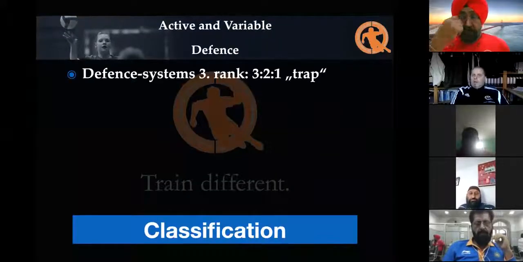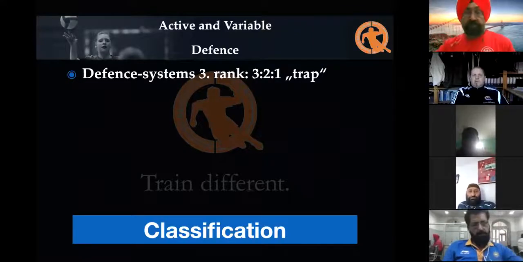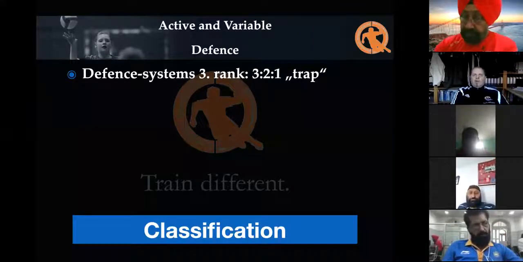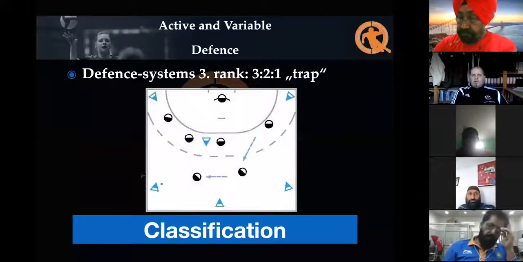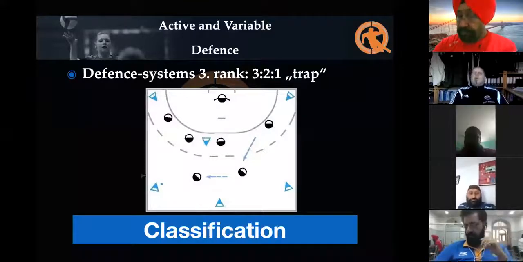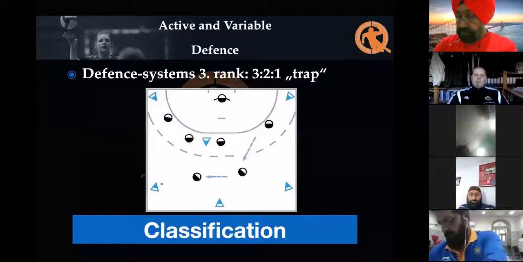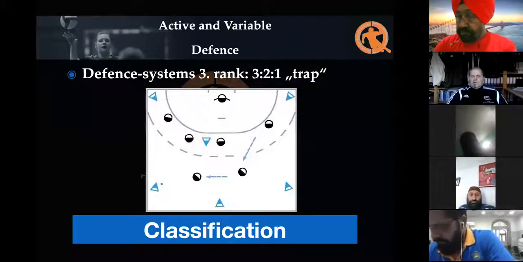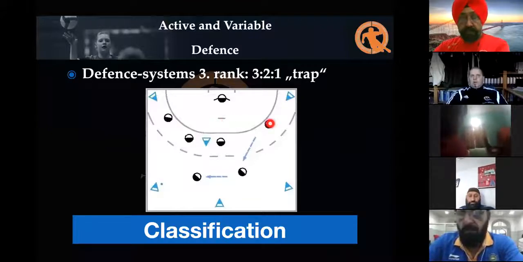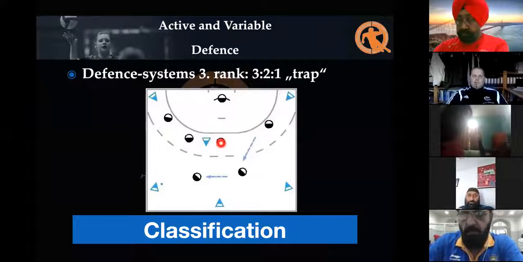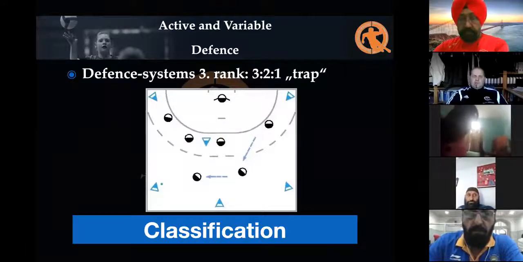Okay, now we have another variation and another example for a defense system third rank. It's the so-called 3-2-1 trap defense. In this 3-2-1 trap defense, we have the positions named like in a 3-2-1. So we have three players, the wing on one and on the other side defender, and the center defender against the pivot, basically positioning.